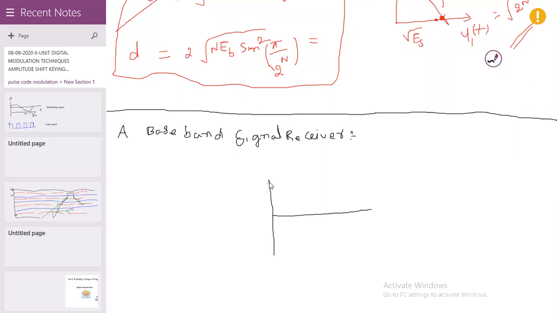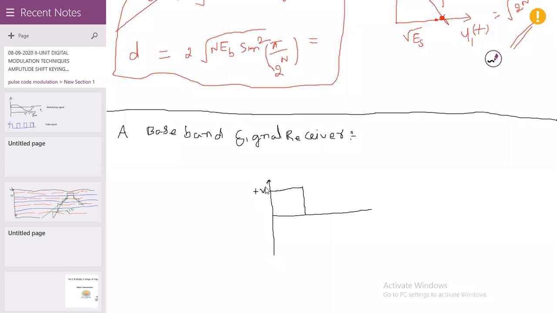Let us assume this is a signal. At the input of the receiver, the digital data is received with plus V volts, that is plus 1 volt or plus 5 volts, like that. Plus V is bipolar: plus V indicates logic 1 and minus V indicates logic 0. So let us assume the signal has magnitude plus V volts.